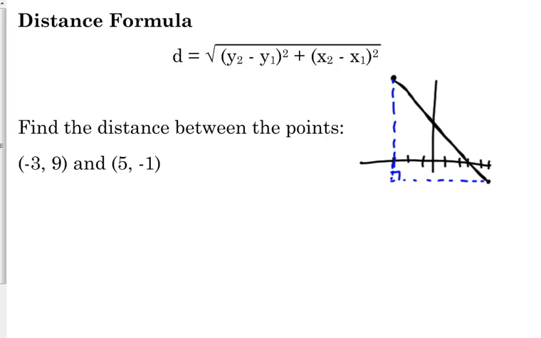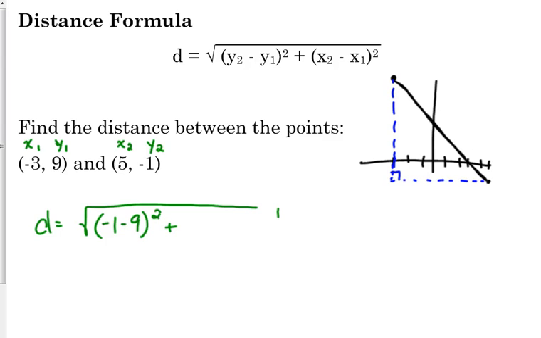Alright, so if we've got to find the distance between two points, you'll probably find it helpful to label them x1, y1, x2, y2, kind of like you did when you did slope way back when. So your distance between these two points is negative 1 minus 9 squared plus 5 minus negative 3 squared. Now the order really doesn't matter. You could have labeled the first point x2, y2, and the second point x1, y1. Just keep it consistent. I'm going to do this by hand. Negative 1 minus 9 is negative 10. Squared is 100. 5 minus negative 3, subtracting a negative is the same as adding a positive, so that's 8.